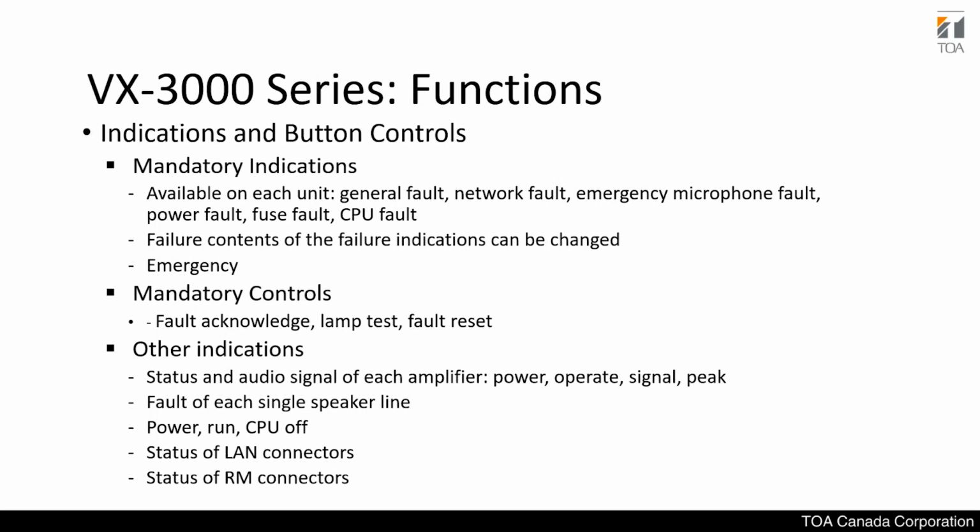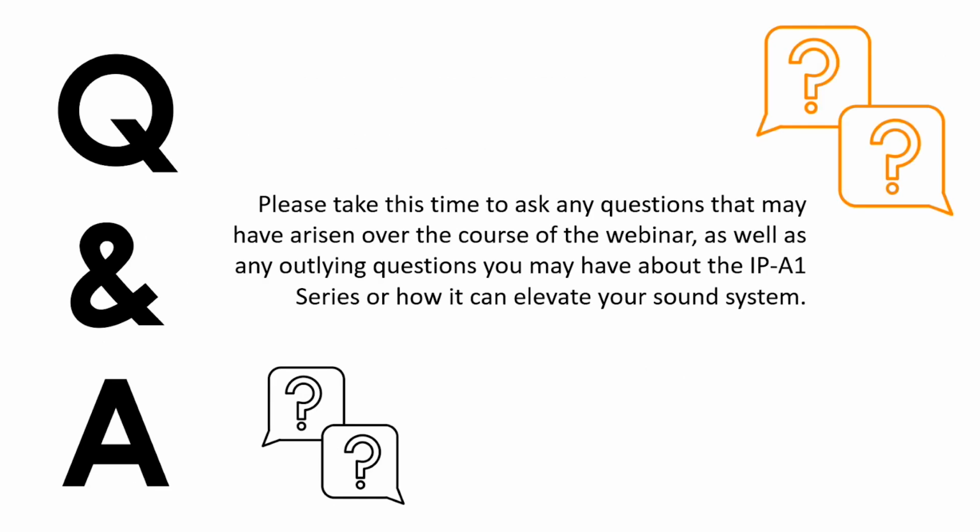So as mentioned earlier, there's the indication and button controls shown on the front of the device. You can see the active general faults, network faults, so on and so forth, control status. You can do fault acknowledgement and reset, and other indications, so that there's a very easy way to determine what is the issue being flagged by the system, and then you can actively move towards resolving the issue and thus minimize the downtime of your system. Okay, so that is the gist of it. I will be accepting questions now, so please feel free to raise your questions if you have any.